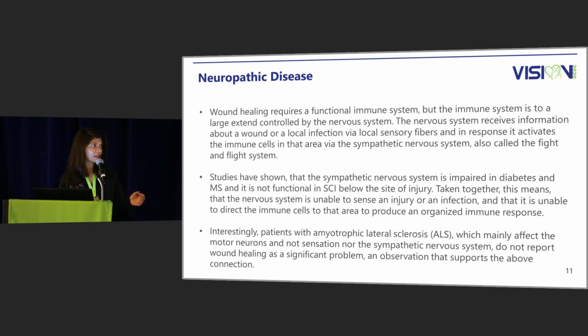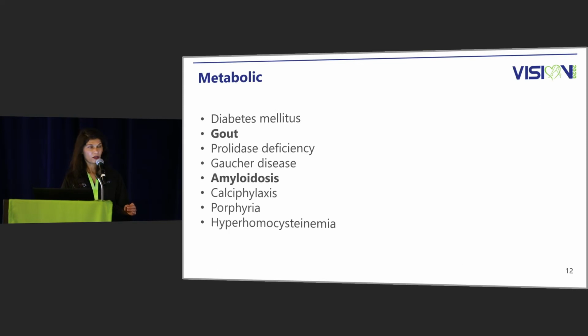So studies have shown that in sympathetic nervous system injuries, such as in diabetes, MS, spinal cord injuries, the immune system is not able to detect the actual injury, so they're not able to get the immune-fighting cells to the ulcer. Patients with ALS, amyotrophic lateral sclerosis, which mainly affects the motor neurons and not the sensory neurons, do not have that problem.